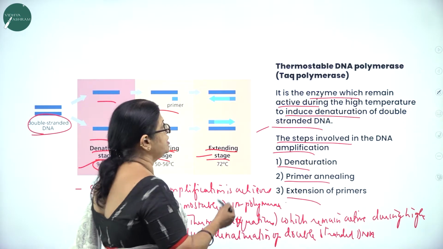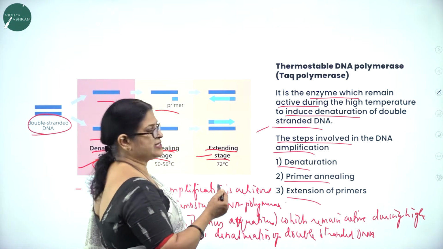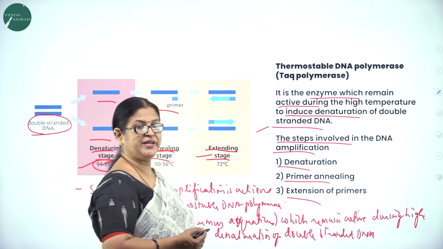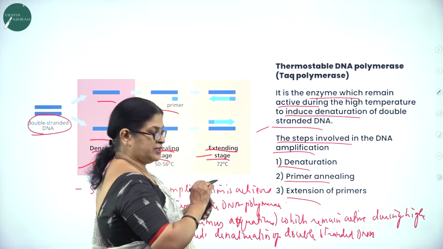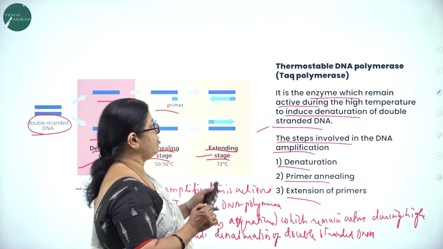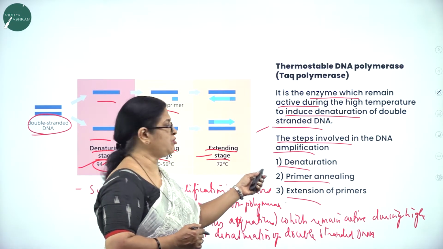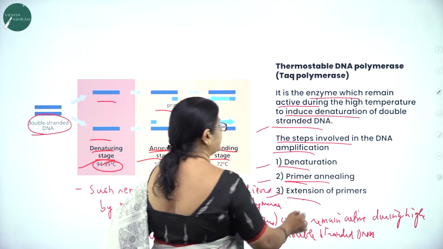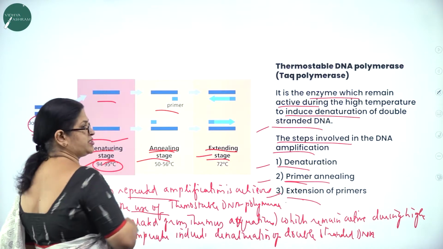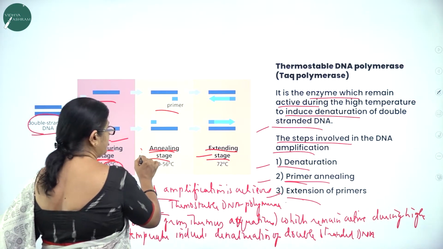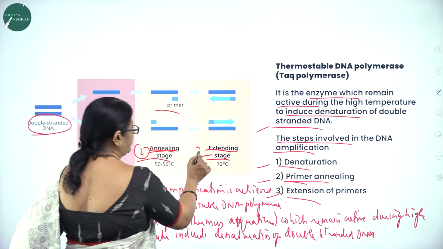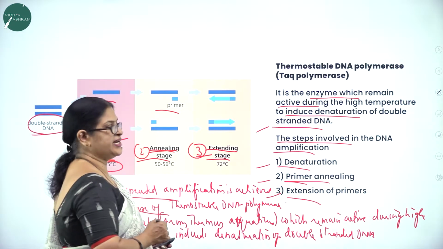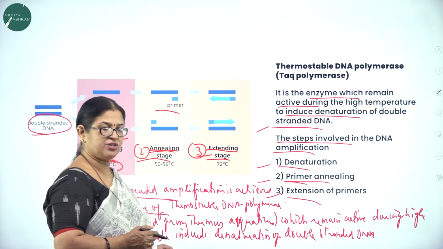Now let us study one by one. What is thermostable DNA polymerase? It is an enzyme which remains active during high temperature to induce denaturation. What do you mean by denaturation? That is removing the double-stranded property of the DNA. So what are the steps involved in DNA amplification? The first one is called denaturation, the second is primer annealing, and the third is extension of primers. So now let us study one by one.